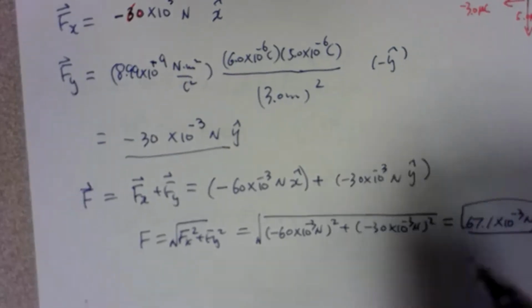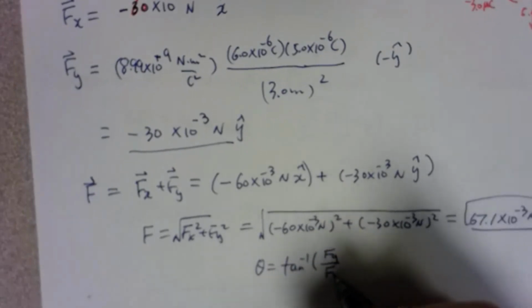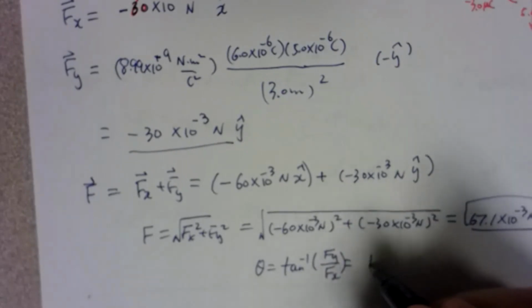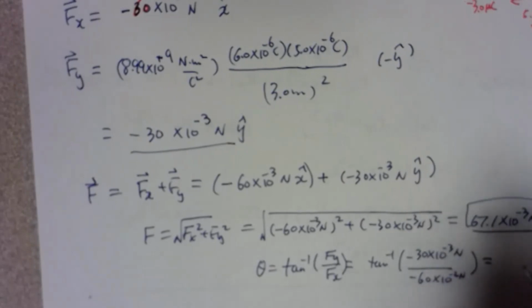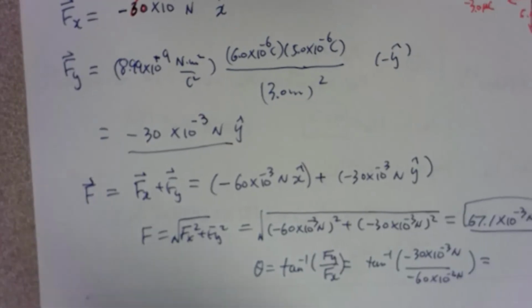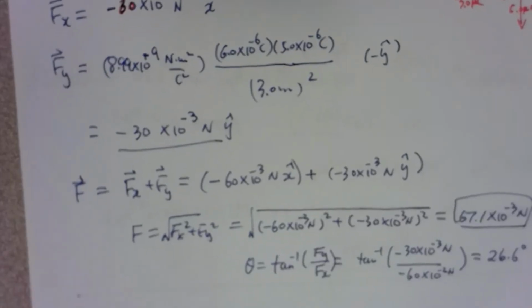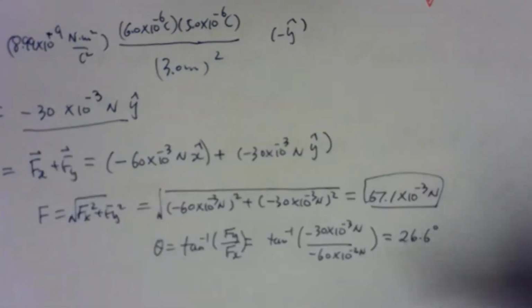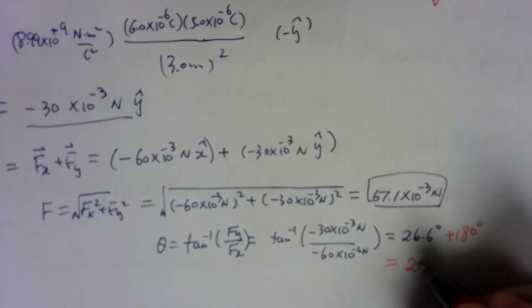So that's the magnitude. The directional angle theta is equal to tangent inverse of Fy over Fx. So tangent inverse of minus 30 over minus 60. That will give you about 26.6 degrees. But your x component is actually negative, so you want to add 180 degrees to it. So the directional angle then turns out to be 206.6 degrees.